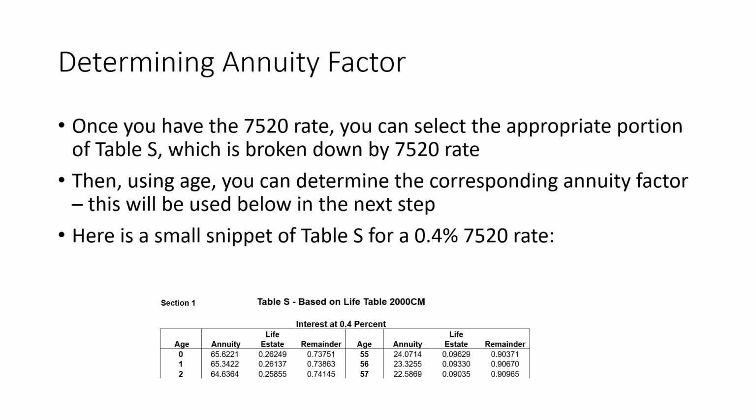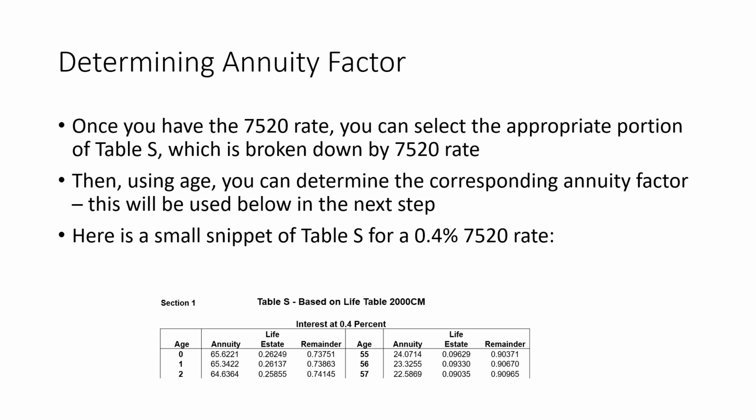Now, from there, you can dive into Table S, and we're only looking for one number. We're looking for the annuity factor based on the 75/20 rate and based on the relevant age. So, for example, we have here a snippet of Table S for a 0.4% 75/20 rate. So you can see with age 55, actually any age, the first column is the annuity factor. In the last presentation, we looked at the life and remainder factors, but today we're looking at the annuity factor. And you'll notice that's a number much larger than 1. And in fact, throughout the table, it is much larger than 1 until you get up around age 110 or so.